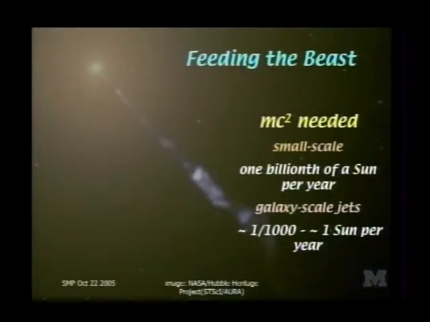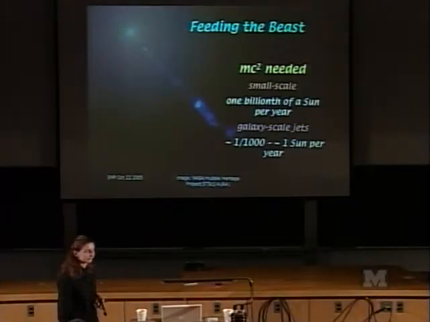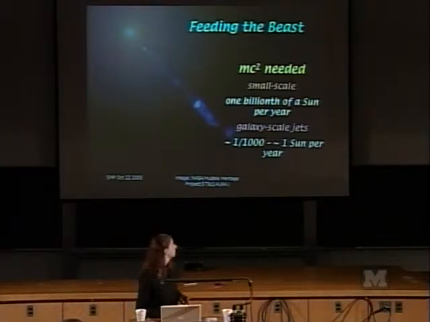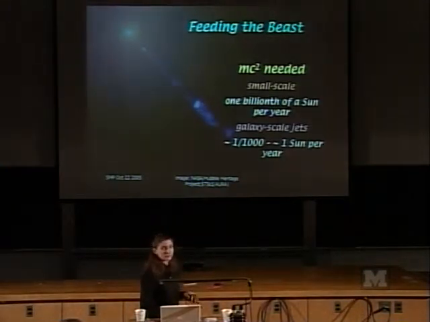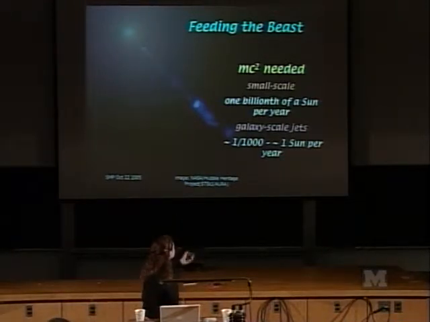The amount of energy needed for these small-scale jet objects, like that lawn sprinkler object, needs about 1/billionth of a star per year. So you could take a star and feed this object for about 1 billion years, and it would be able to produce a jet, if you could convert all of that material into the energy that powers the jet. Galaxy-scale jets need more. They need about a star per 1,000 years to about a star per year. So that converts into energy to power the jets. And that is where we get something as powerful as this from.